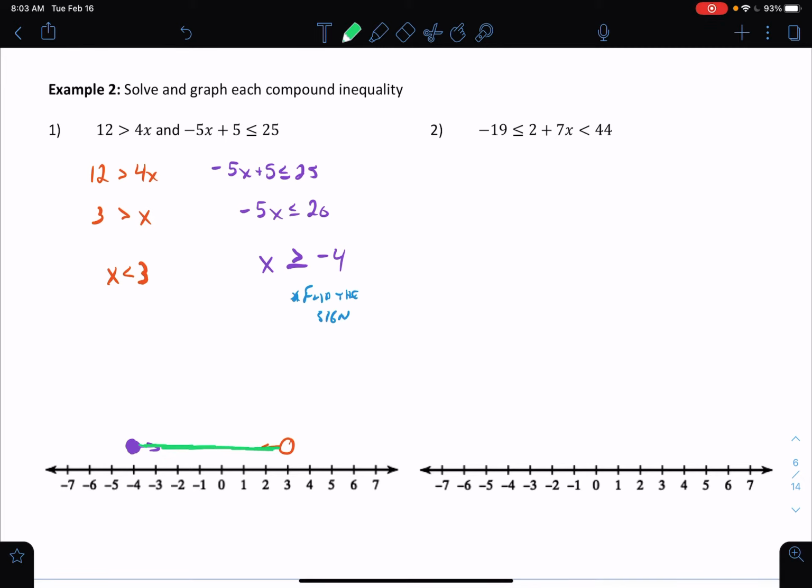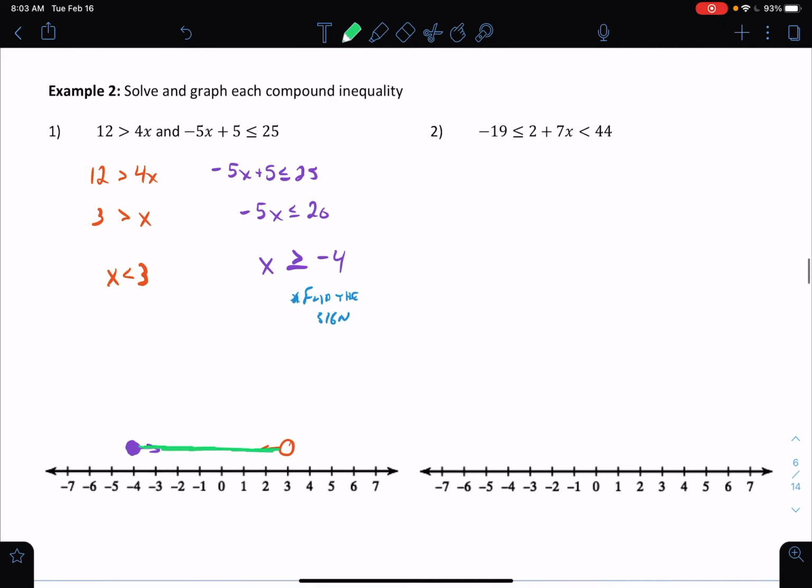You may also see this written as x is less than 3 and x is greater than or equal to negative 4. This is the minimum value. This is the max. So you may see your final answers written like that when I'm dealing with the word and, connecting my two inequalities, just like we see it in number 2.